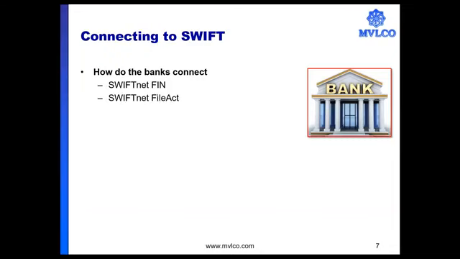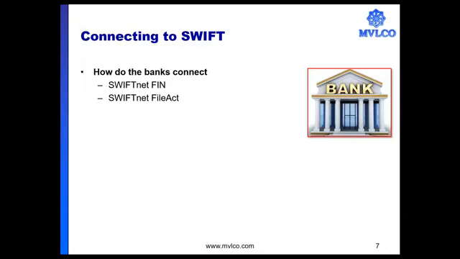The second service which you use is called SwiftNet FileAct. FileAct is to be used for transferring files. It enables transfer of large files, and typically it is used to transfer large batches of messages, like a bulk payment file or very large reports or very large data.